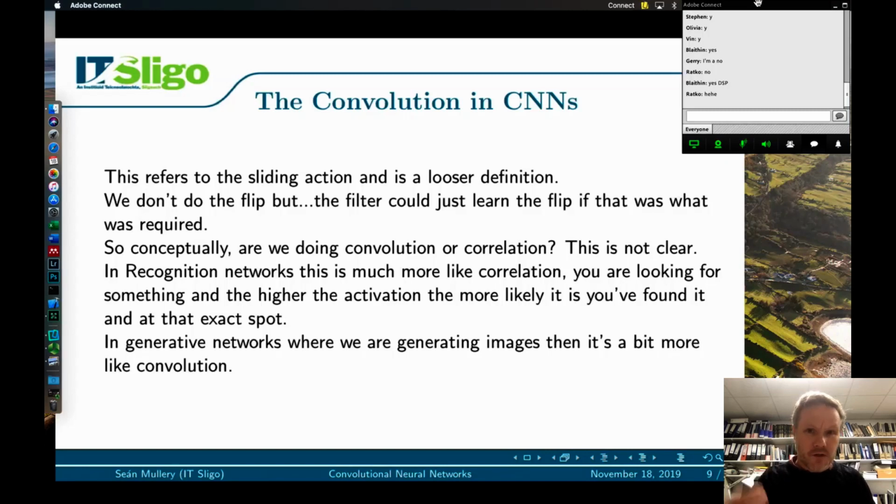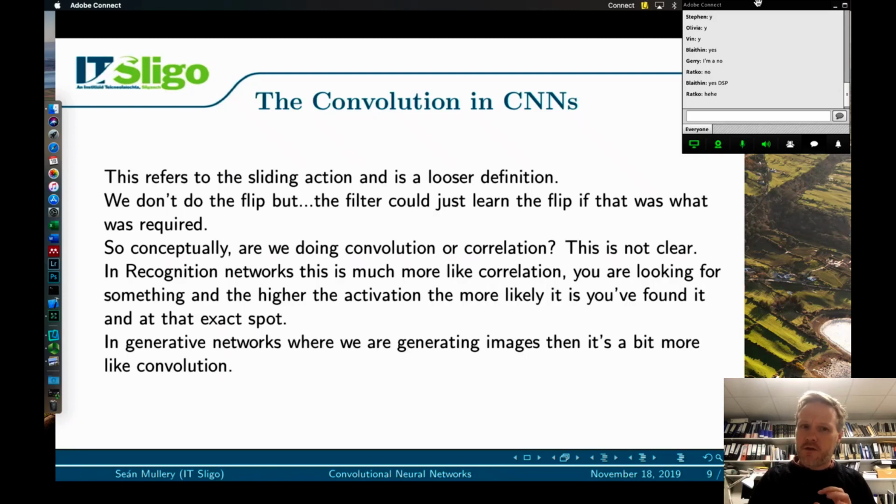So what about the convolution in convolutional neural networks? Is it convolution or is it correlation? That's the question. The convolution in convolutional neural networks is a much looser definition. It simply refers to that sliding action. It does not refer to either of the other things. So it's not specifically convolution in the sense that we know it in DSP. It's not specifically correlation, although it's much more similar to correlation, particularly in networks that are used for classification and recognition. So it refers to the sliding action and is a looser definition.